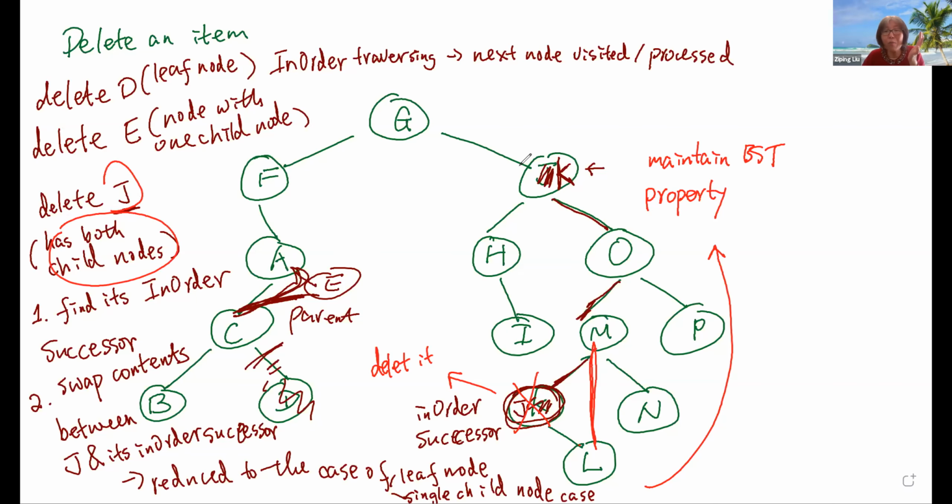Okay. So what you need to do, you need first to find its in order successor. After that you swap the contents between those two nodes, and after that the case is reduced to either leaf node or single child node case, and then you can delete that child. Okay, then your tree is still going to be maintained. Okay, so that's how we do delete. So the conceptual part we are done.